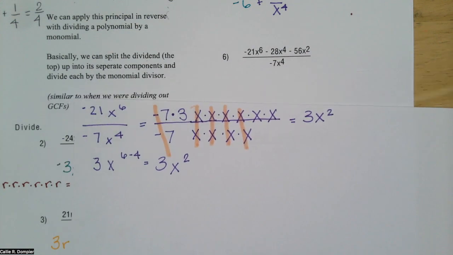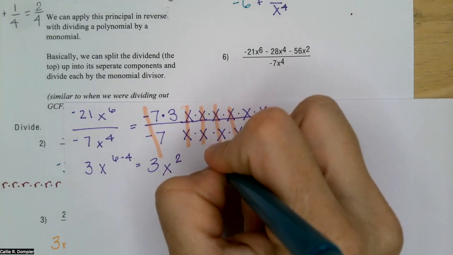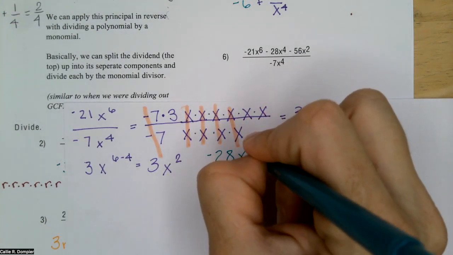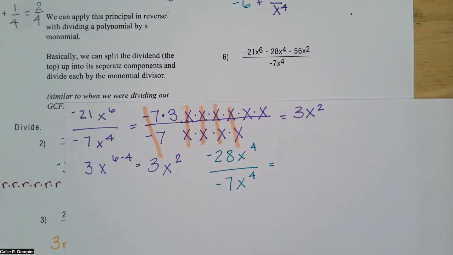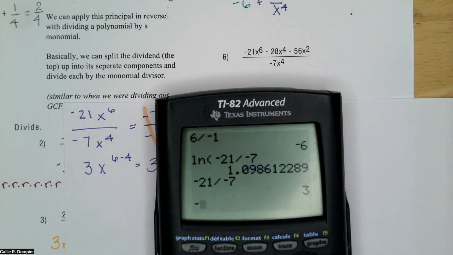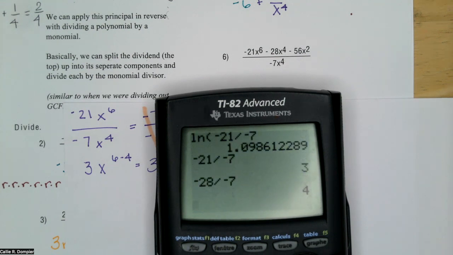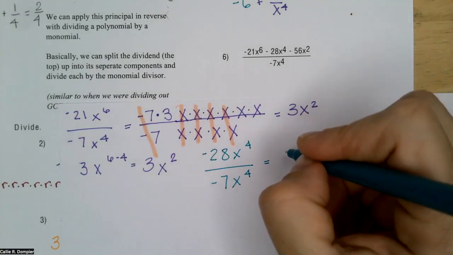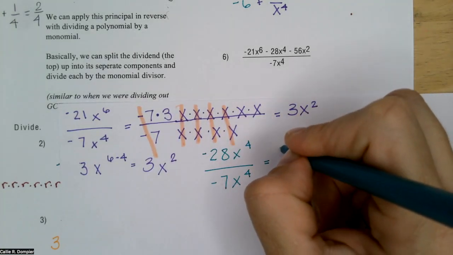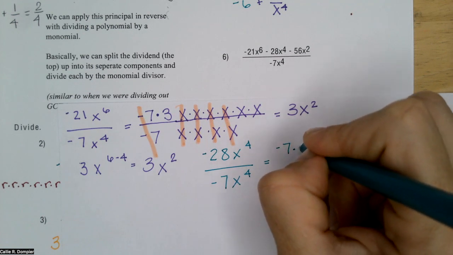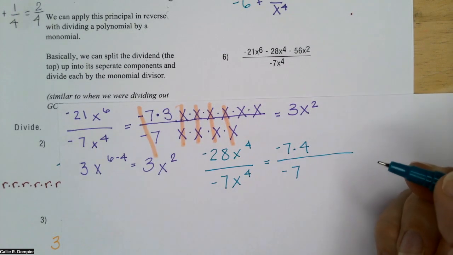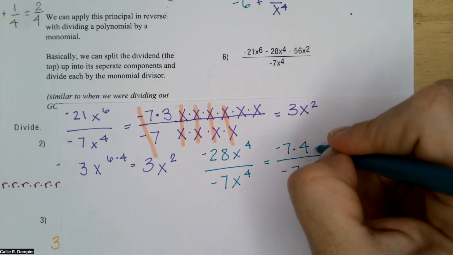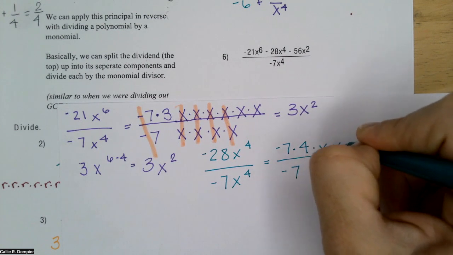Next term is negative 28x to the 4th divided by negative 7x to the 4th. Negative 28 divided by negative 7 is positive 4. So negative 28 becomes negative 7 times a positive 4. 7's a prime number, so we just leave it as negative 7 in its factored form. And then each is x to the 4th.